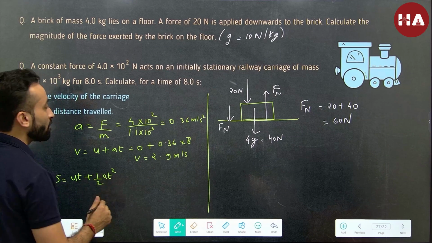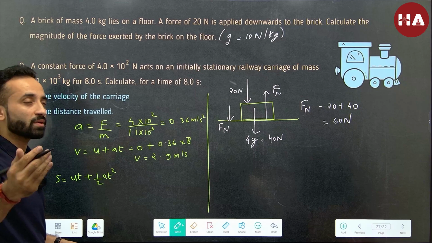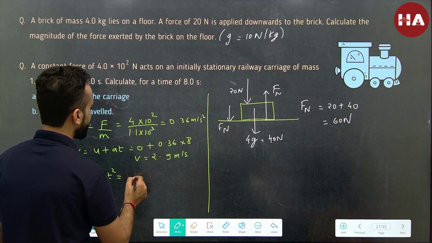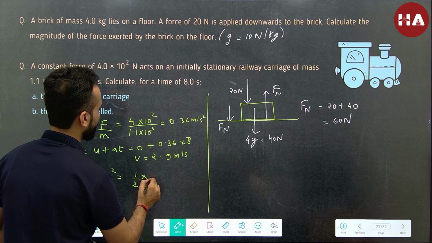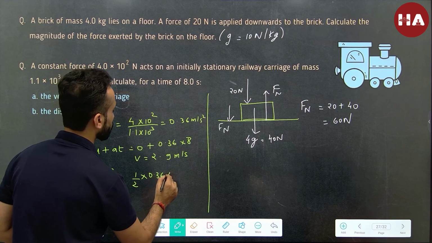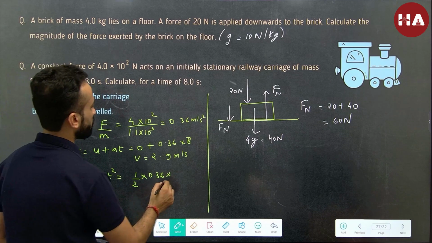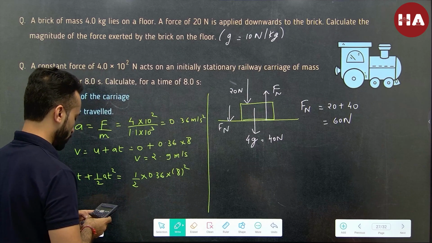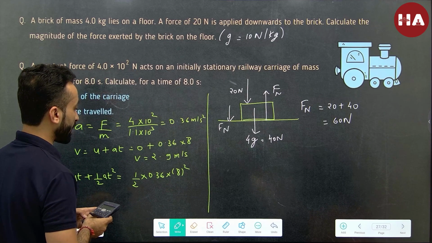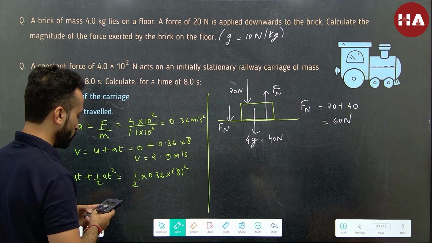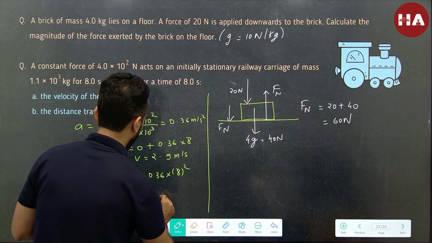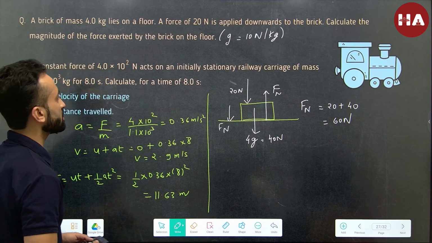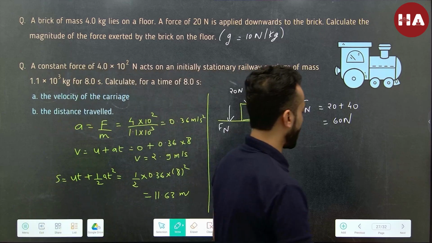Of course, when you're learning this chapter, I'm assuming that you already know kinematics. So u is 0, and let's just calculate half a t squared. What is the value of time? That's 8 square. So I should just multiply 0.36 by 32. That's giving me 11.63 meters, right? So that is easy. I hope you should be able to do that.